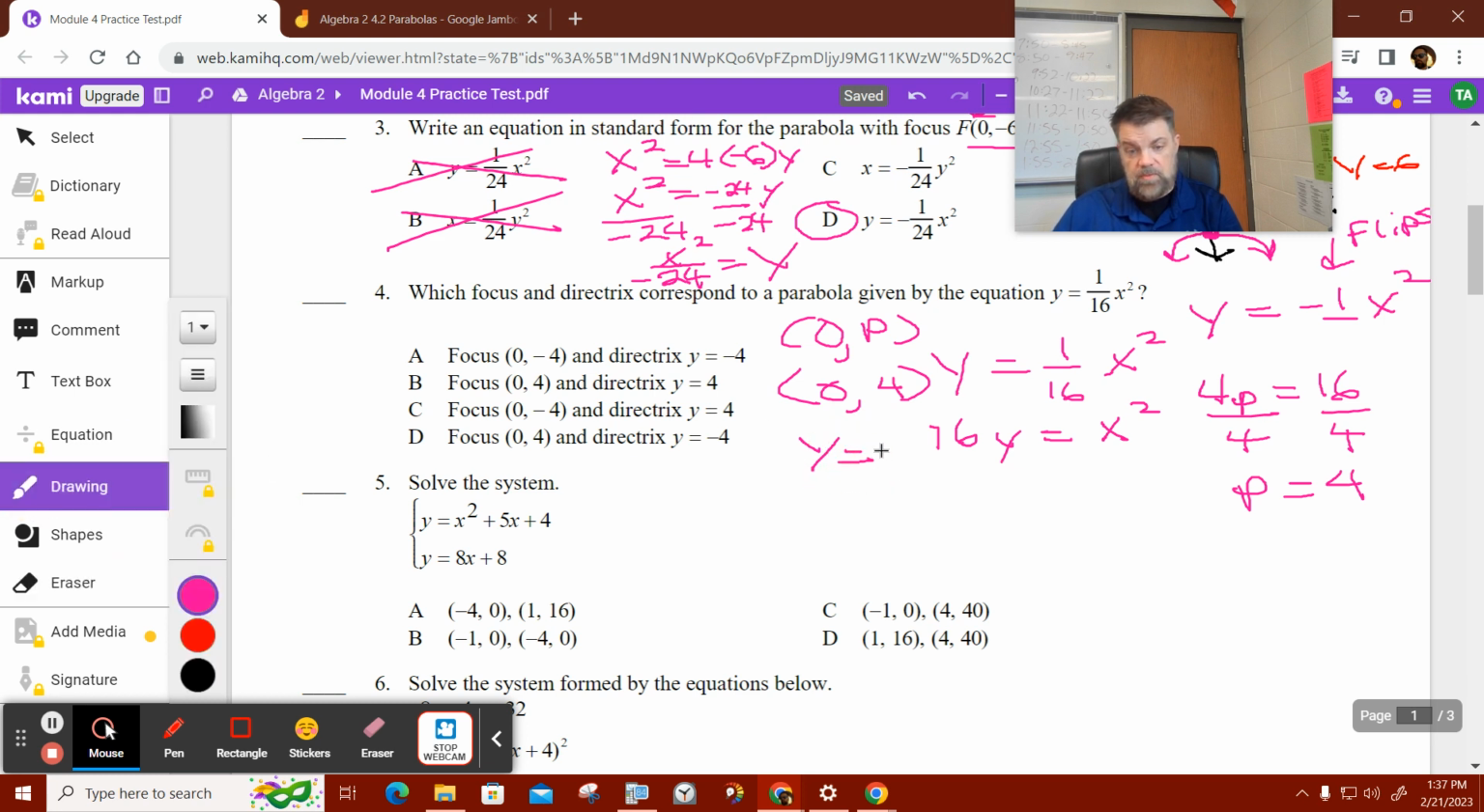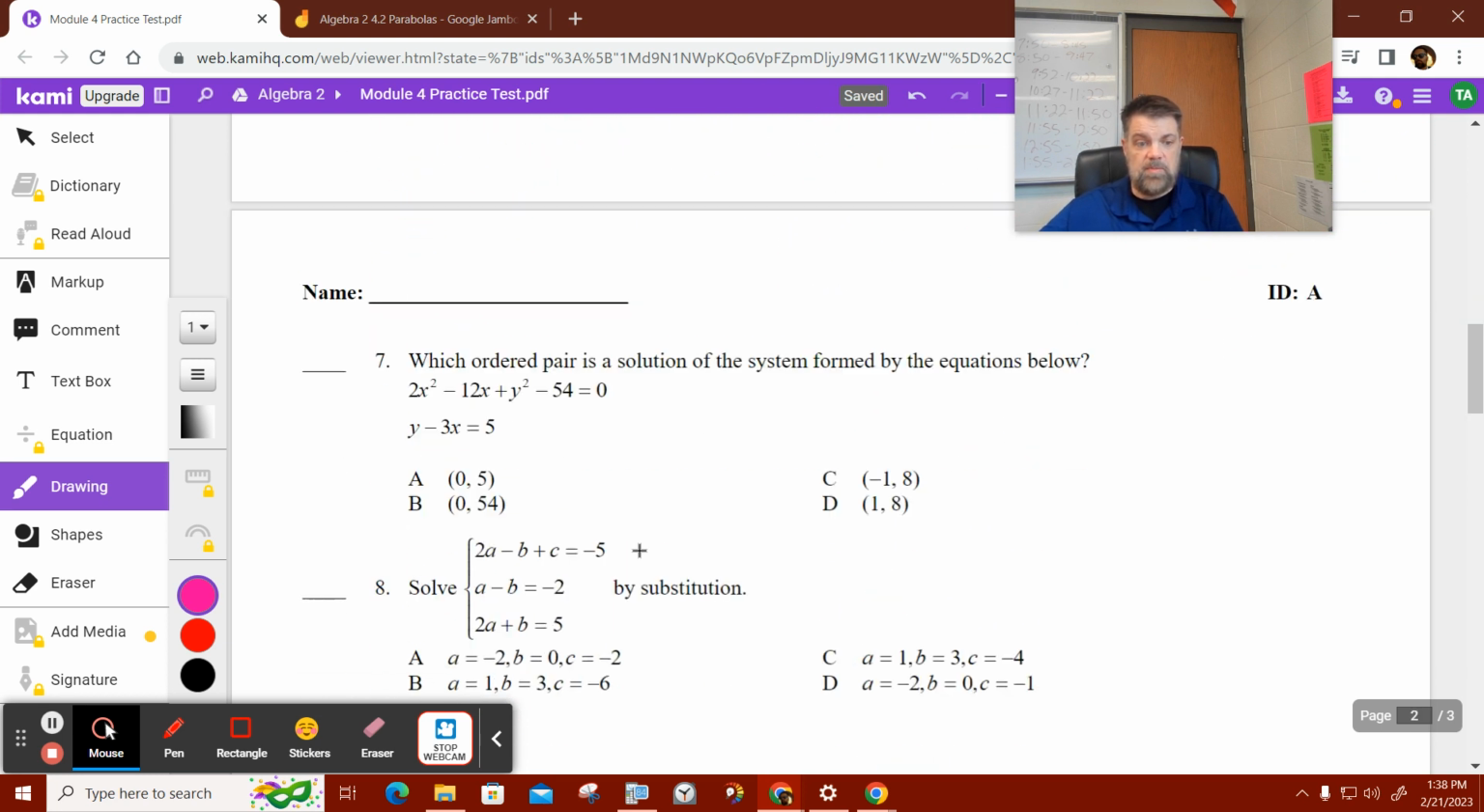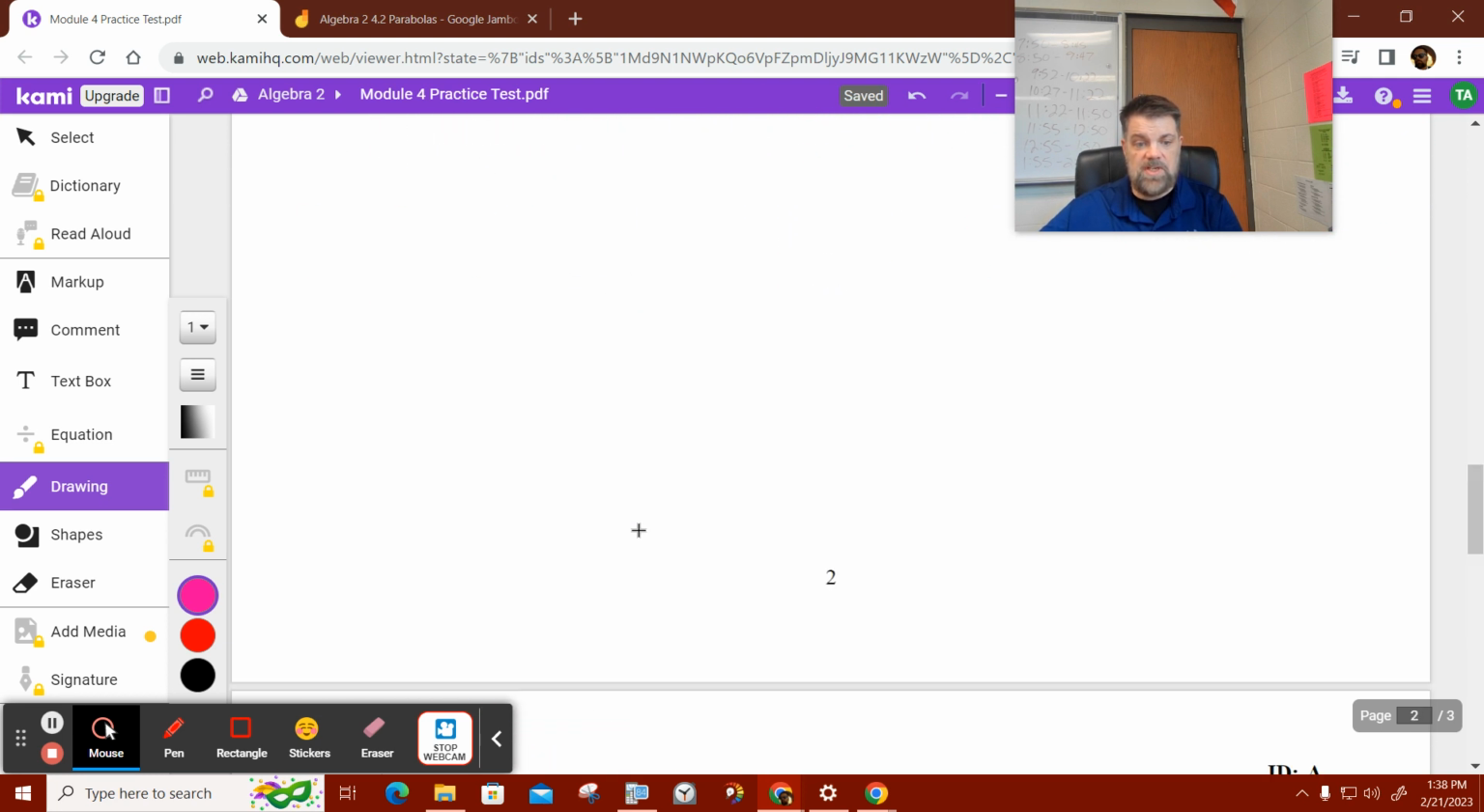Which would be -4. It equals -p. So y equals -p, which is -4. So we're looking for (0, 4) and y equals -4. I think it's D. Let me double check. Number 4 was D.